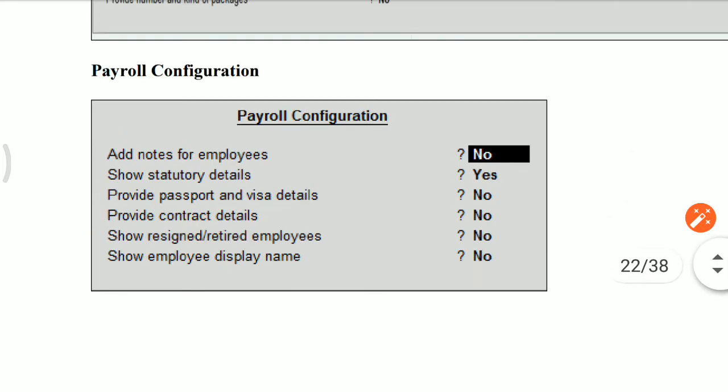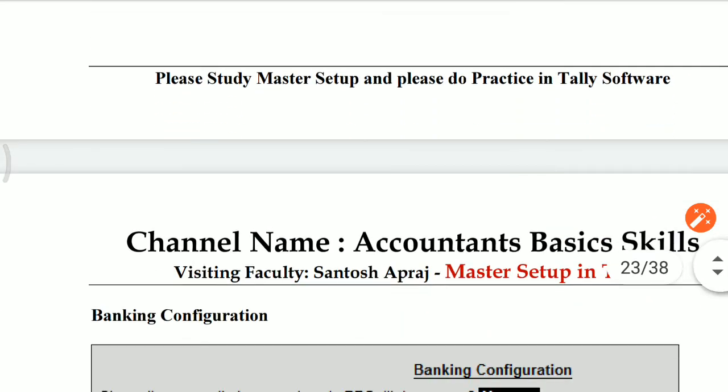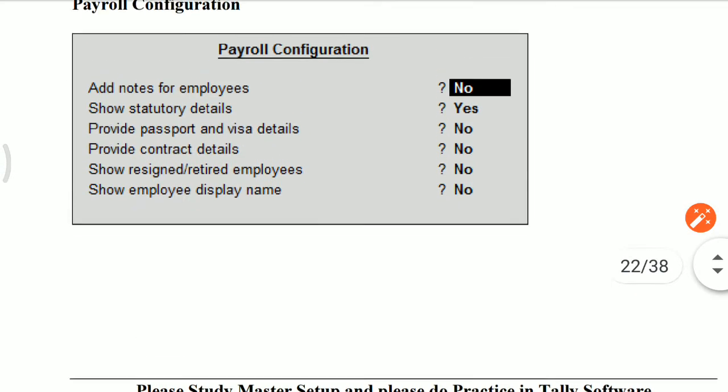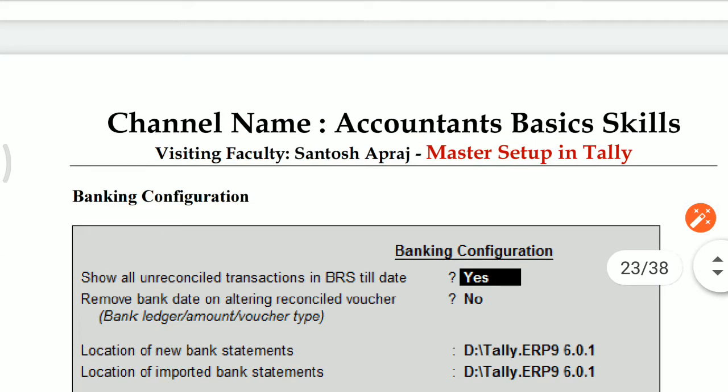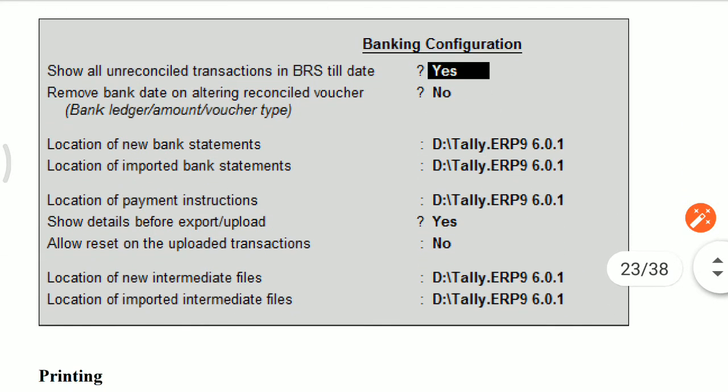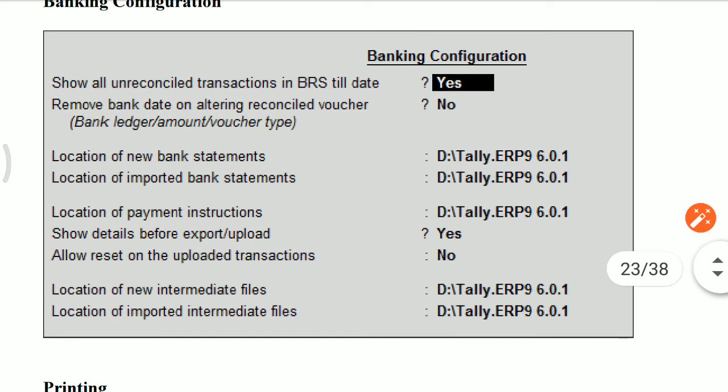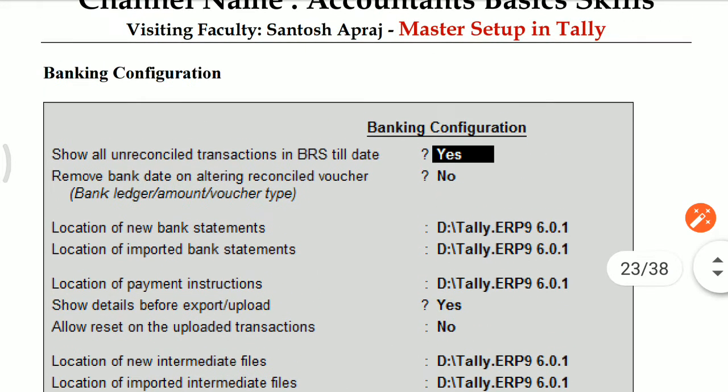Next one is payroll configurations. If you want to activate the payroll option, at that time you have to update the information. Next important, banking. This is for bank reconciliation purpose. Okay, auto prepare bank reconciliation, this type of setup is there.